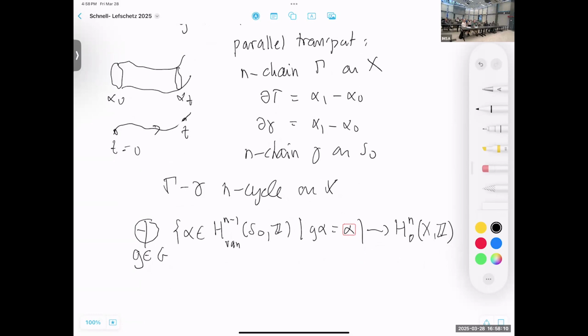I transport these N-1 cycles along the path in the base, and in the process, they sweep out an N cycle, an N chain on X. When I come back to the initial point, I don't come back to the same cycle, but I come back to something that has the same homology class. Okay. So I can combine those two different cycles.